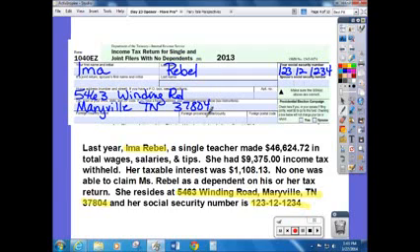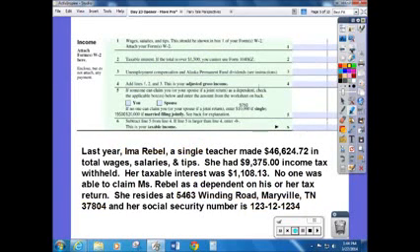37804. The only other thing that we need to know in order to do this tax return is whether or not she wants to contribute $3 to the Presidential Election Fund. Check yes, check no. It doesn't change the refund amount, or the amount that you owe at all. If Miss Rebel was married, we would put her husband's name in here where it says spouse's first name and initial. We would also put his social security number. But since Miss Rebel is single, we won't have that in there.